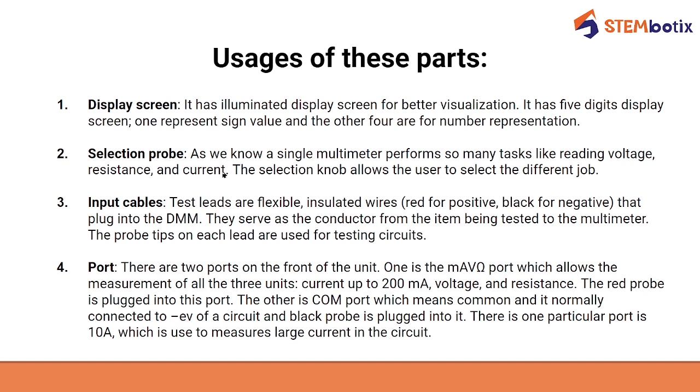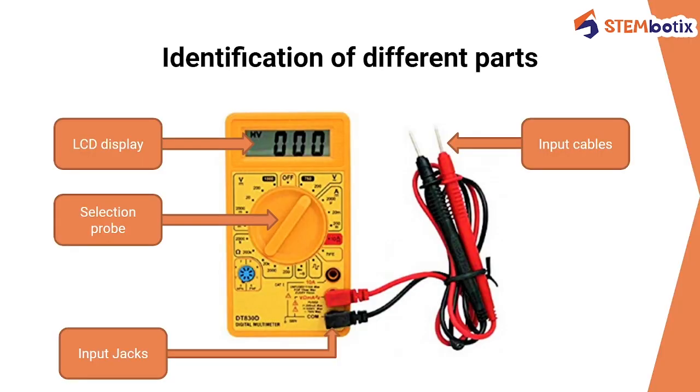Thereafter there is a selection probe. As we know, a single multimeter performs so many tasks like reading voltages, resistance and current. This selection probe allows the user to select the different jobs. So using the selection probe, you can change the functionality, or you can change the range also.